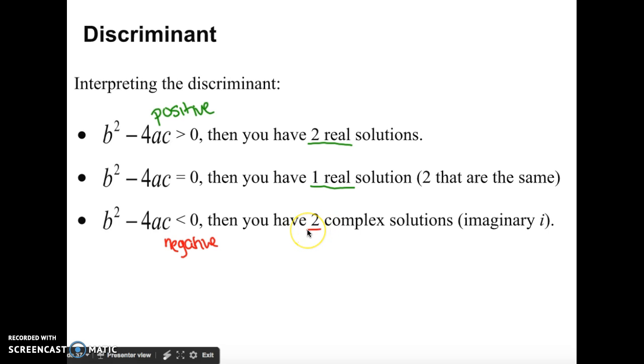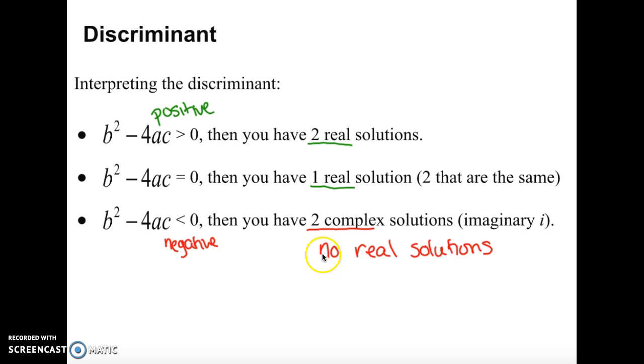And then the third option says if my discriminant is less than 0, or negative, then I have two complex solutions. It may be listed as two imaginary solutions. The other way that this can be written is no real solutions. Okay, so if your discriminant's negative, you've got to look and see which one of these options you have, either two complex or no real solutions.